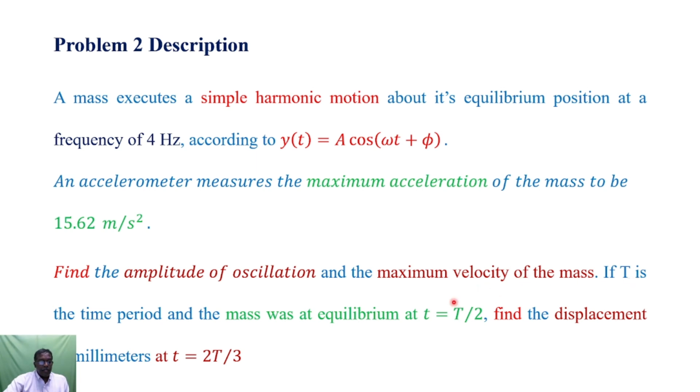If T is the time period and the mass was at equilibrium at time half of the time period, find the displacement in millimeters at time 2 times the period, 2/3 of the period of the vibration, 2T upon 3.